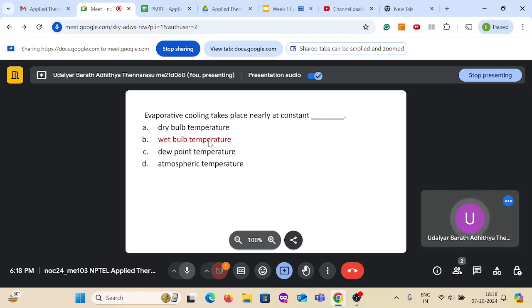This is similar to what I said in the previous case of the cooling tower. This will follow the same wet bulb line. Evaporative cooling is a cooling and humidification process. Your water is getting evaporated in the air and it's reaching saturation, and that can go till your water temperature becomes the wet bulb temperature. So it follows the wet bulb temperature line, and your constant in this case is your wet bulb temperature. So the answer is option B.